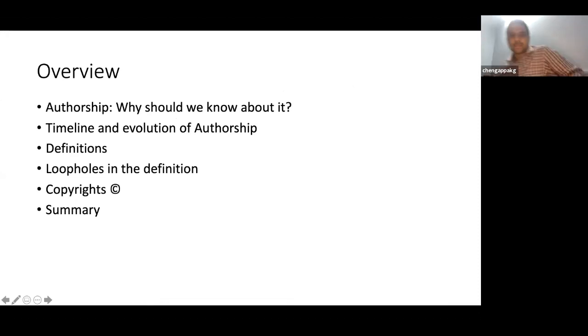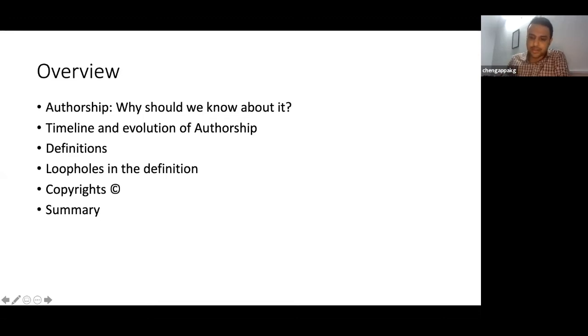So we will be discussing authorship, as I already told. We'll try to understand how the concept of authorship has evolved over time. And then what are the definitions? Who is an author? Who is not an author? What are the different types of authors? And then we'll look at the loopholes in this definition. Obviously, it's not a perfect definition, but it is working well as of now.